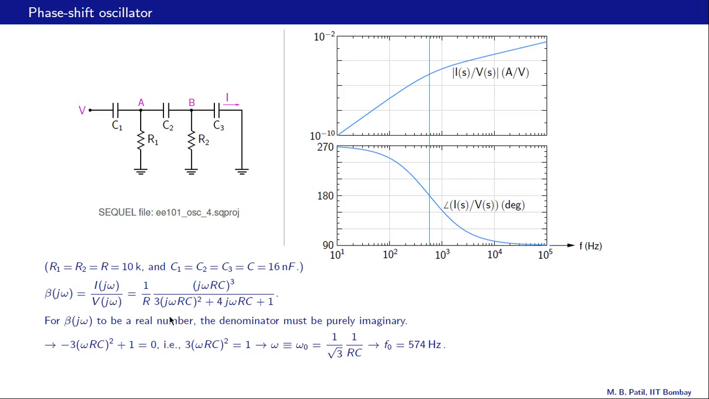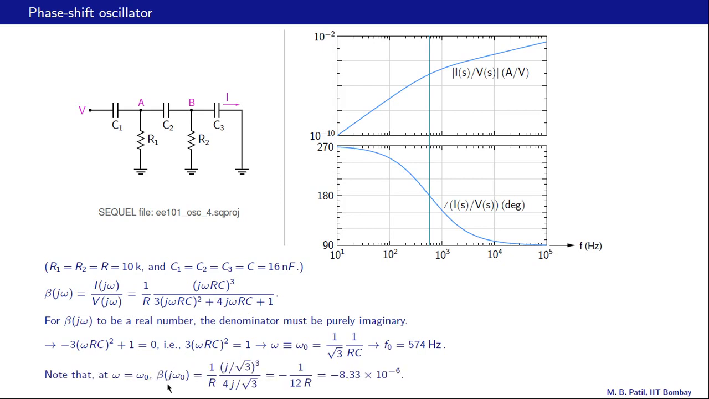What happens in the denominator? We have already seen that this term and this term will cancel, and we are left with 4j omega RC. Now at omega equal to omega 0, omega times RC is 1 over square root 3. So we can substitute for omega RC, 1 over square root 3, both in the numerator and in the denominator, and that will give us beta like that.